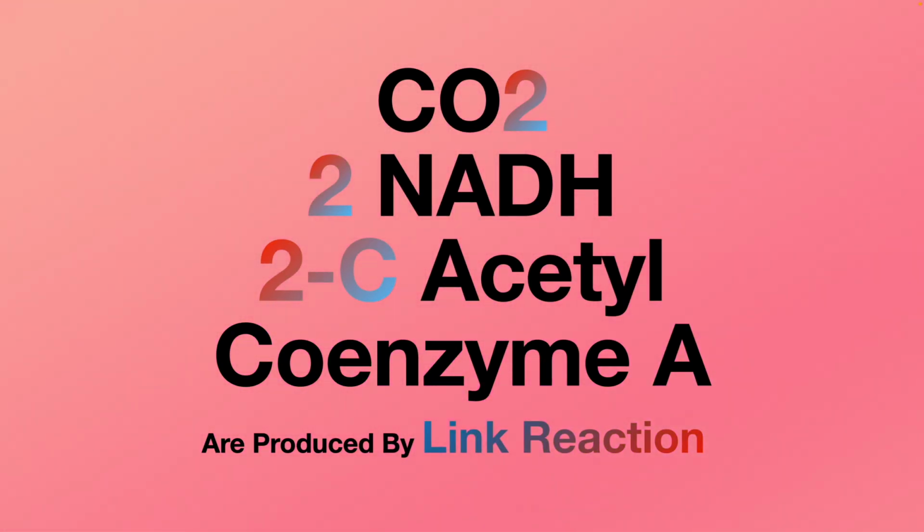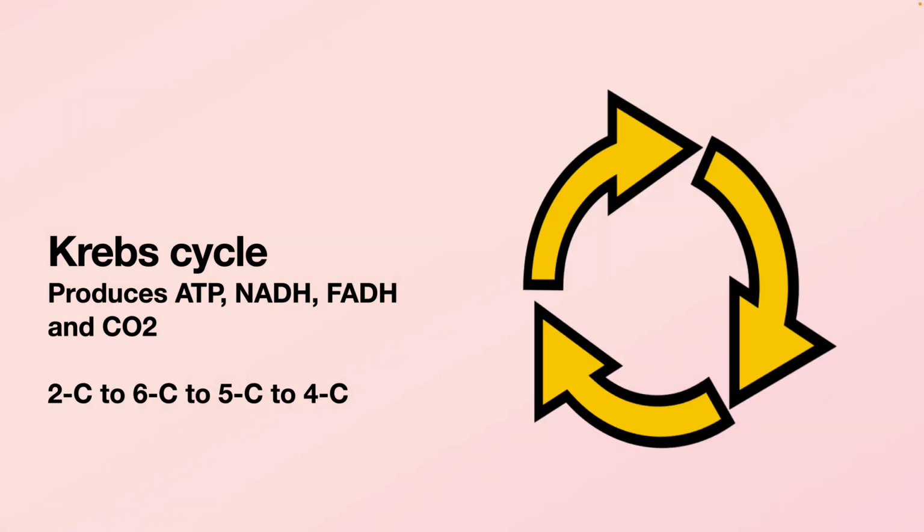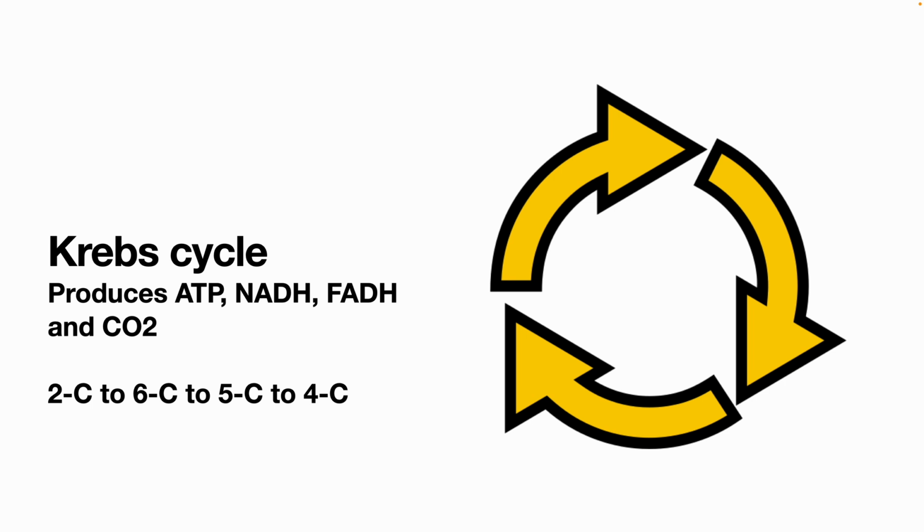The magic number for the link reaction is also 222. But remember, this time it is 2 CO2, 2 NADH, and 2 acetyl coenzyme A. They're all produced by the link reaction. Now, Krebs cycle. It produces ATP, NADH, FADH, and carbon dioxide. It involves a 2 carbon compound to 6 carbon compound to 5 carbon compound to 4 carbon compound.